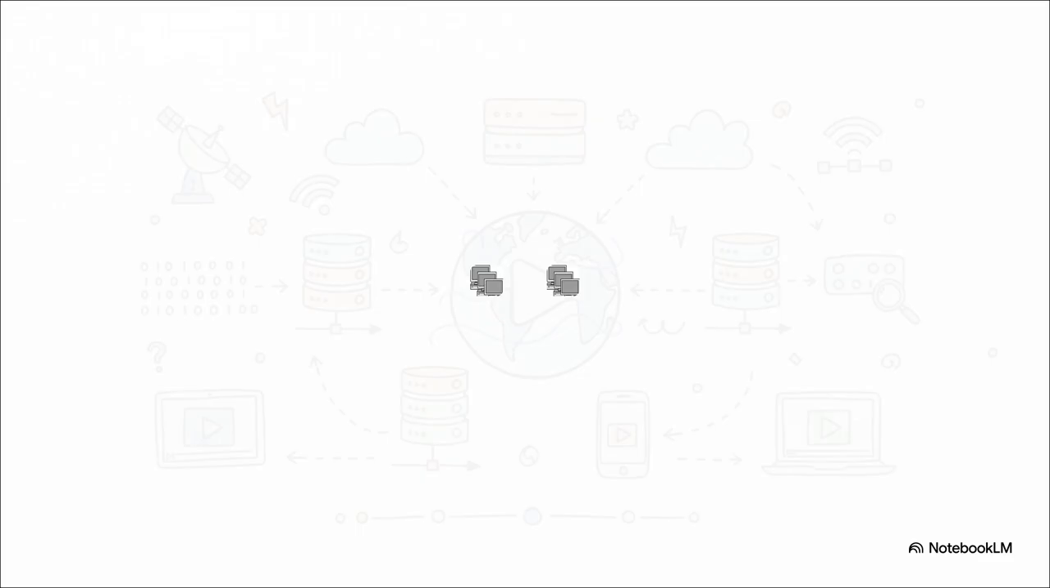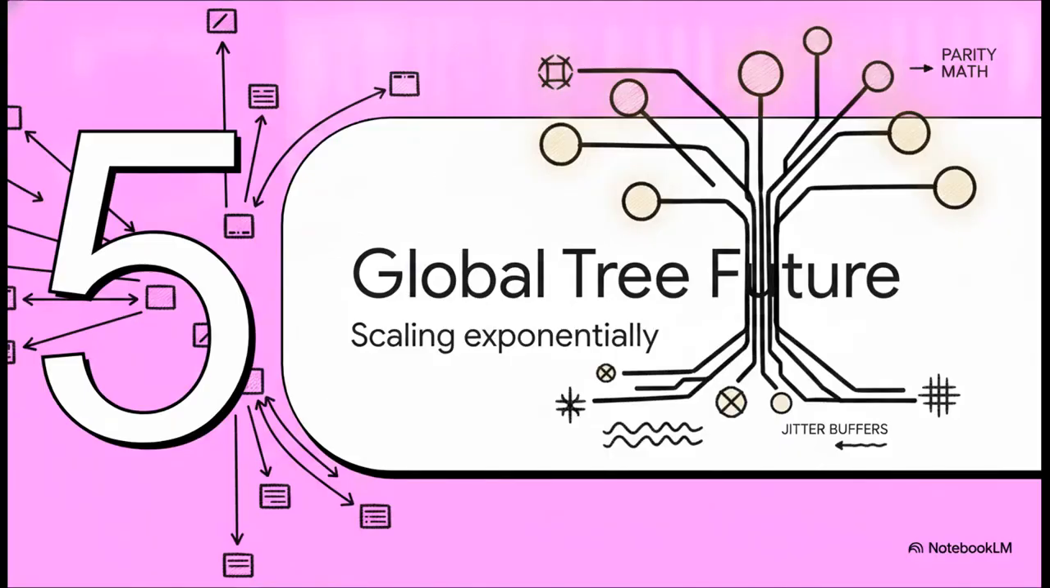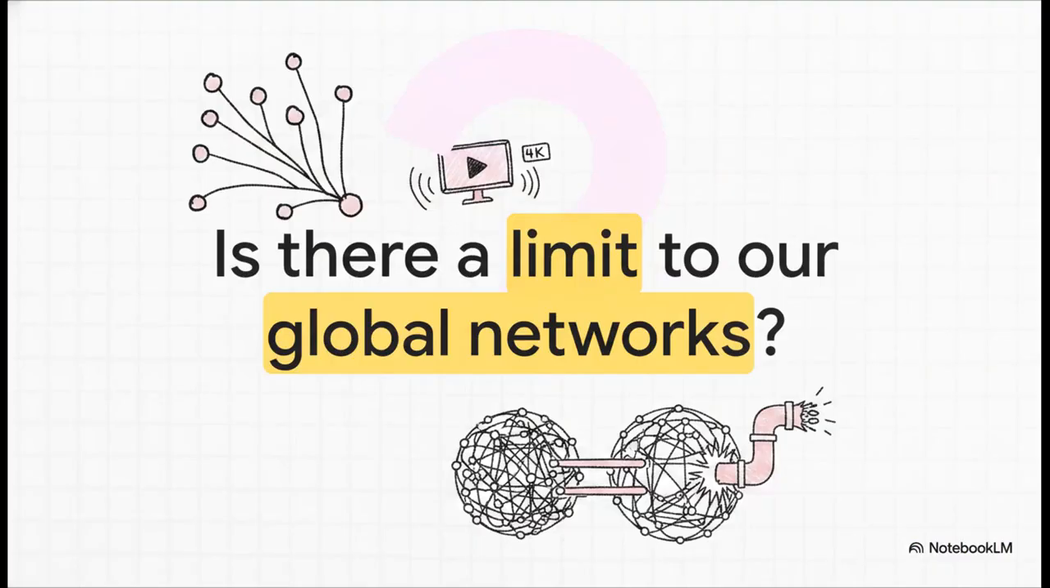It's really quite brilliant. And that brings us to our final section, the future of the global tree. We've taken an incredible journey today, from the extreme micro level of RTP packets and parity math, all the way out to the macro geography of global content delivery networks, which leaves us with a final, somewhat provocative thought. With video traffic growing exponentially every single year, and higher resolutions like 4K and 8K becoming the standard, is there a limit to how much our global networks can handle? It's a fascinating puzzle to ponder the next time you hit play.